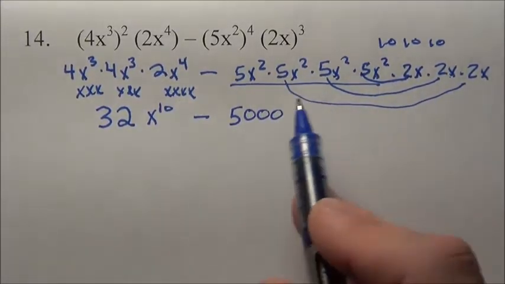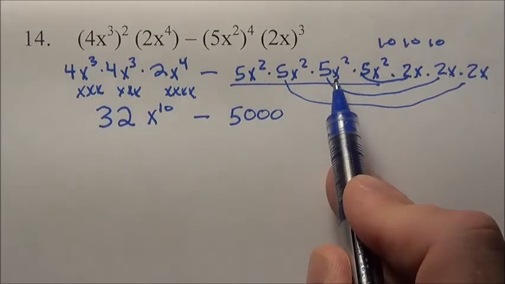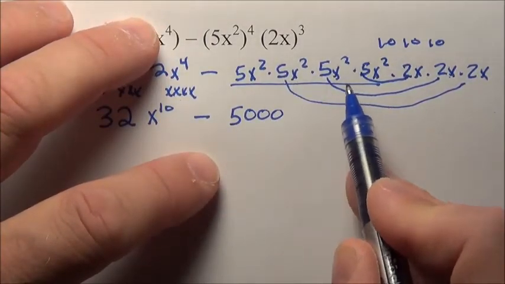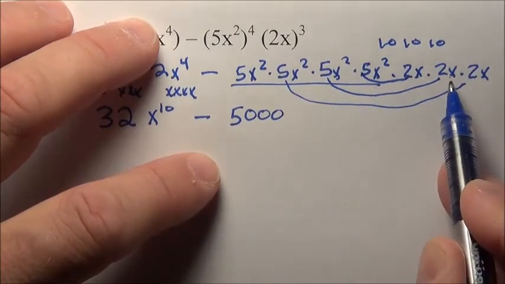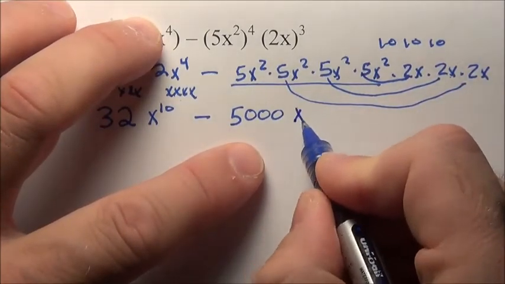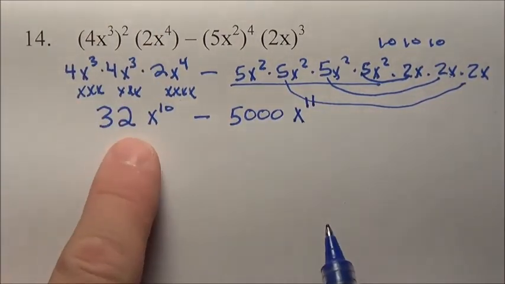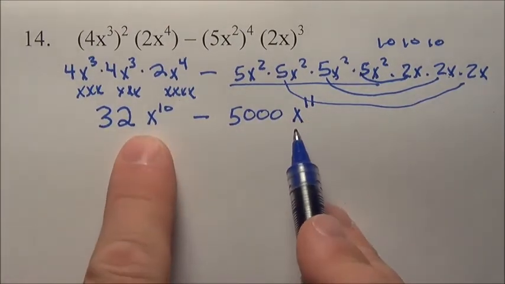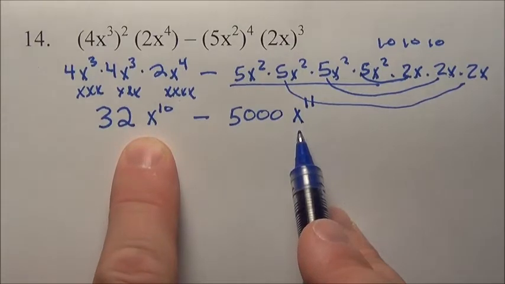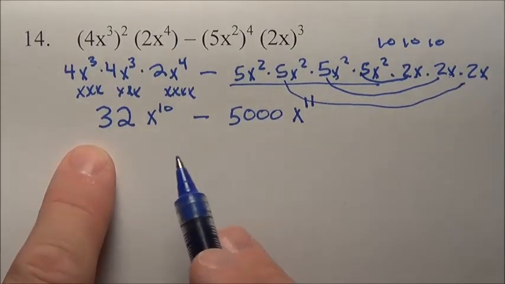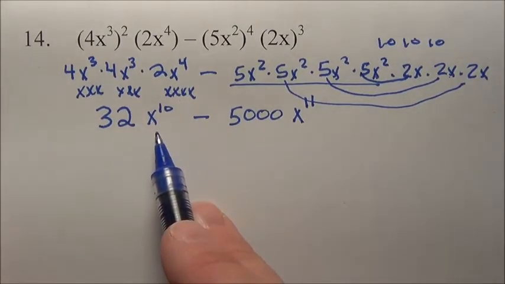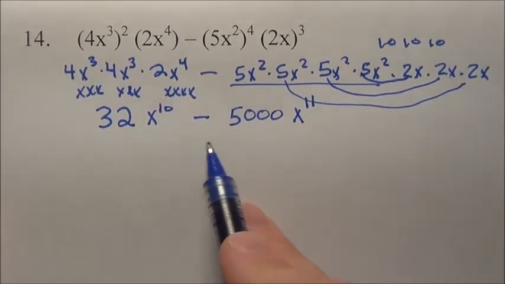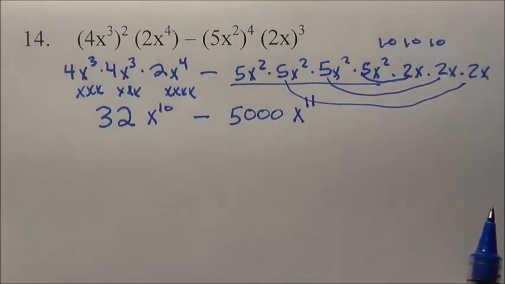Now I've got to deal with all these x's. So that's 2, 3, 4, 5, 6, 7, 8, 9, 10, 11. I'm going to have 11 of these x's. Now look, you've got 32x^10 minus 5,000x^11. Are these the same? Can you subtract things that are different? No. Our final answer is simply this: 32x^10 minus 5,000x^11. You can't go any further. That's as far as it goes.